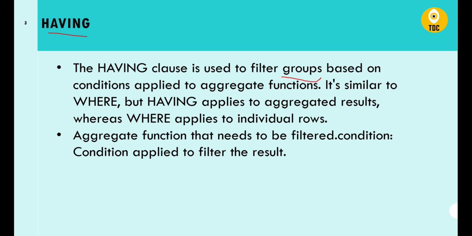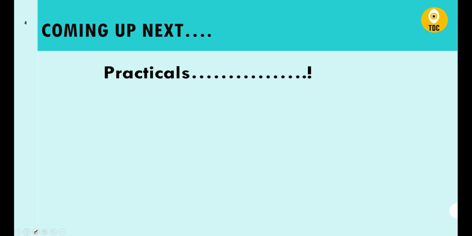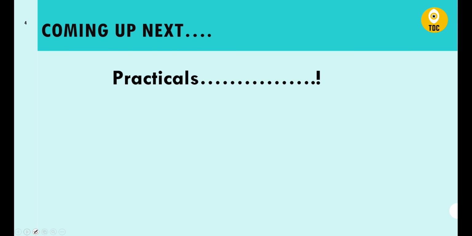Similarly, if you don't group anything, you can use a where clause to filter the records. To apply a filter condition on the grouped values, you need to use having. It is similar to where, but having applies to aggregated results, whereas where applies to individual rows. The aggregate functions that need to be filtered, that condition applies to the results. Quickly let's jump to the practicals and see how exactly group by and having work in real time.